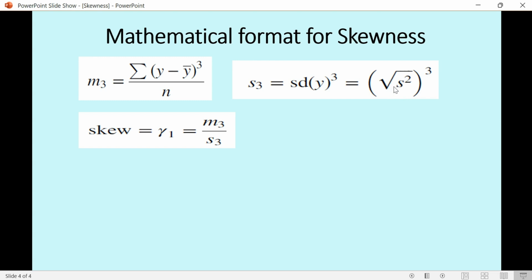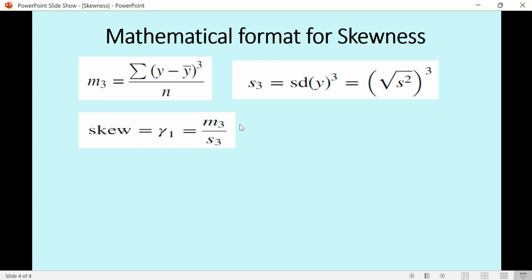We also have an item called s3, which is the cube of the standard deviation. Here s is the sample standard deviation: s squared is the sample variance, and then we take the square root, which gives the sample standard deviation. Then take it to the power of three. So this is s3. Then the skewness, called gamma, equals m3 divided by s3. This is a dimensionless scale.